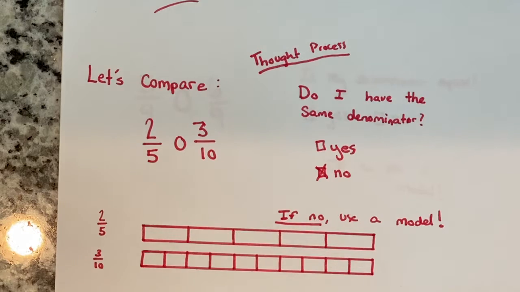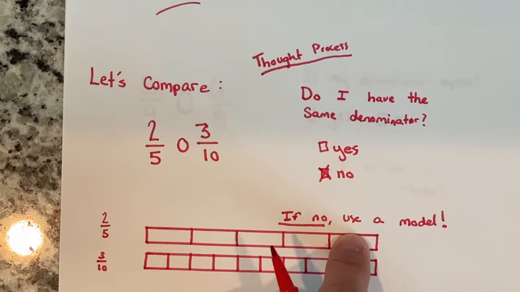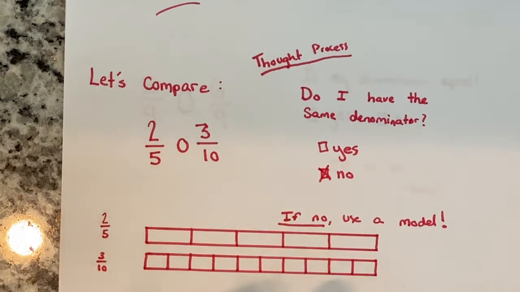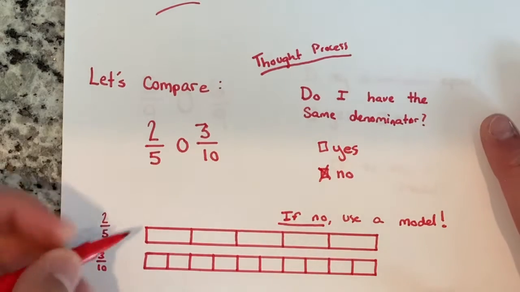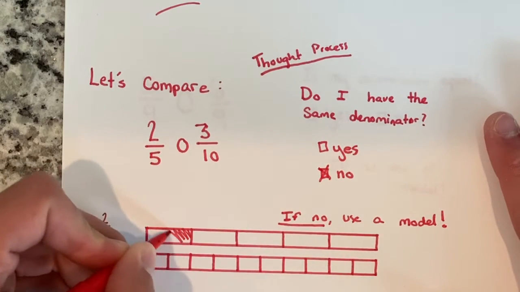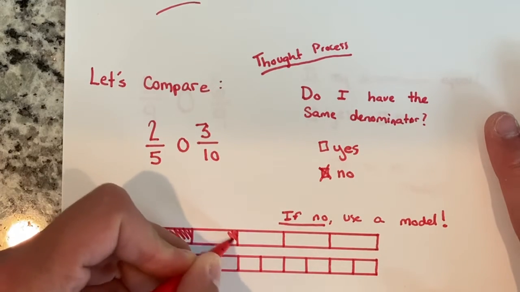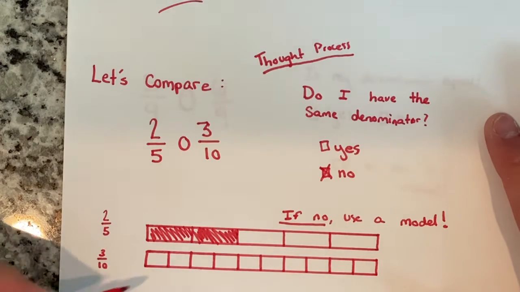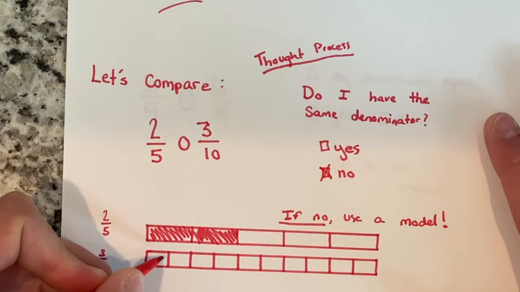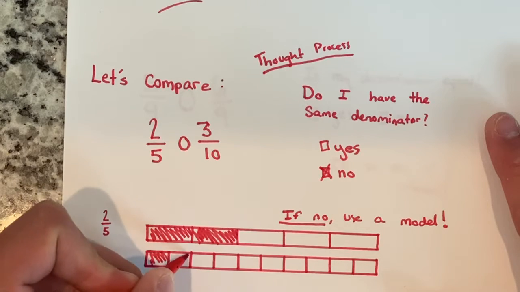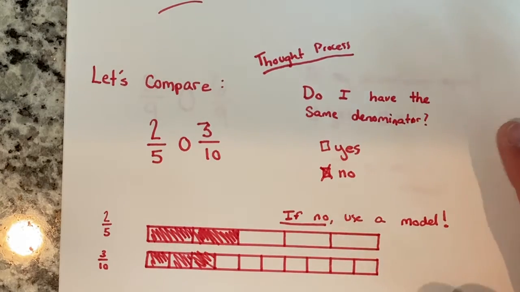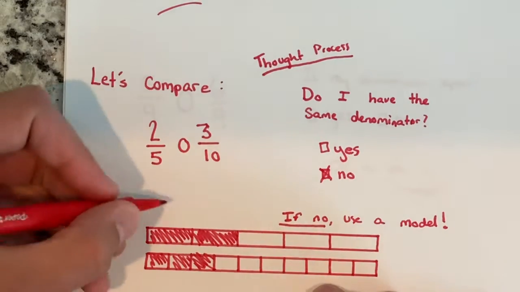I'm going to do a quick comparison here. I've got a block that has 1, 2, 3, 4, 5 pieces, and another that has 1, 2, 3, 4, 5, 6, 7, 8, 9, 10 pieces. My first fraction is 2/5, meaning that 2 of the 5 pieces have been used, so I'm going to shade in 2 of those 5. My next is 3/10, 3 of the 10 pieces: 1, 2, and 3.